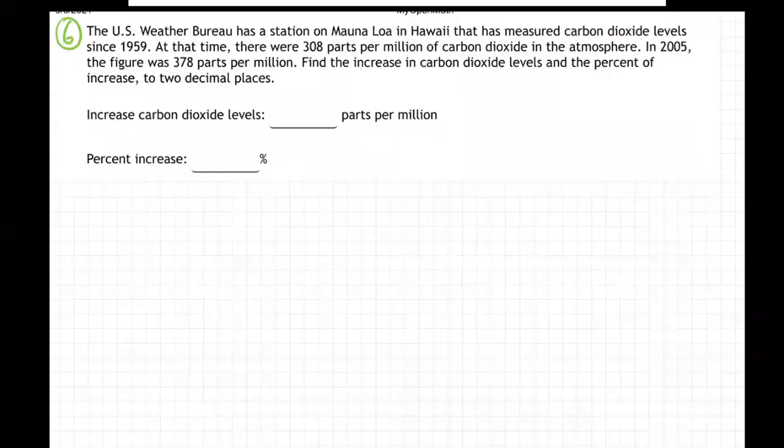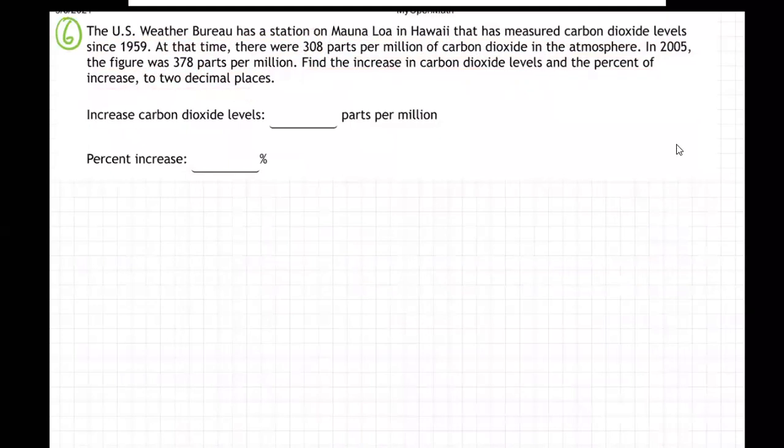Okay, so the U.S. Weather Bureau has a station at, I can't remember if I said Mauna Loa in Hawaii. I probably butchered it. That has measured carbon dioxide levels since 1959. At that time, there were 308 parts per million of carbon dioxide in the atmosphere. In 2005, the figure was 378 parts per million. It went up. Find the increase in carbon dioxide levels and the percent of increase to 2 decimal places.